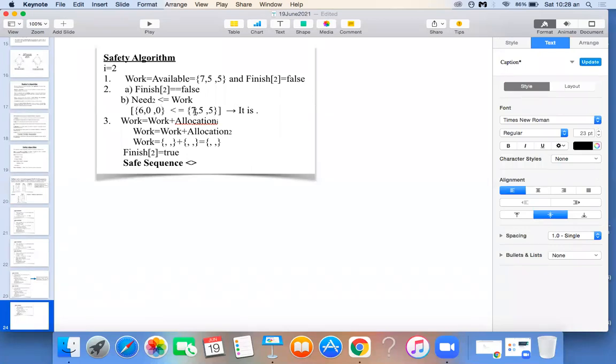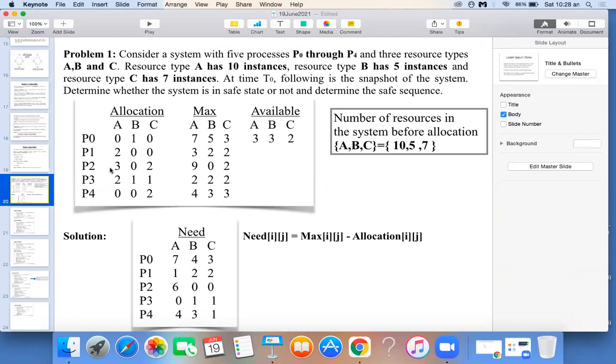6 is less than 7. True. 0 is less than 5. 0 is less than 5. So it is true. Correct. So go to step number 3 now. Work is equal to work plus allocation of 2. So write your work value first. 7, 5, 5. What is your allocation of 2? How much? 3, 0, 2. Correct. So use that one.